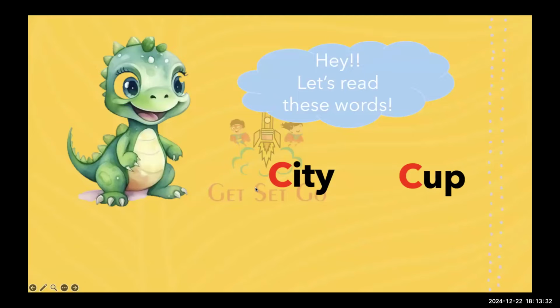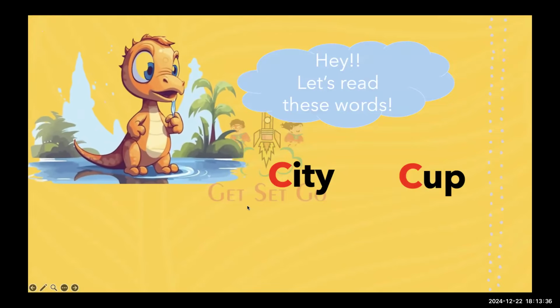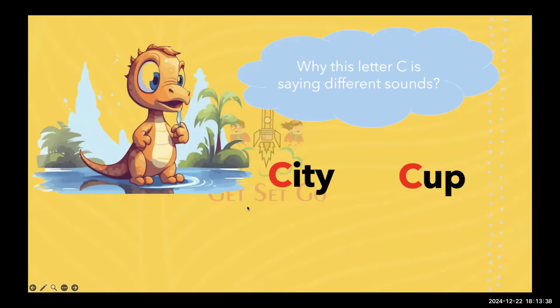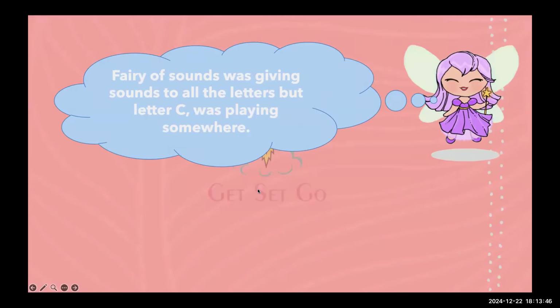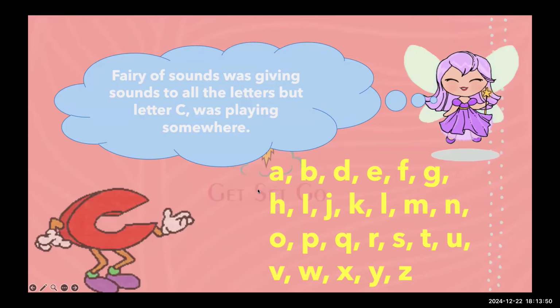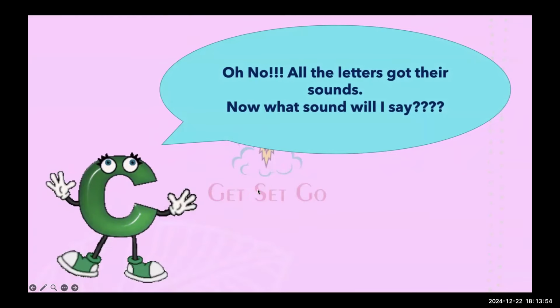Sometimes it'll be, now this is the next rule, city and cup, soft C. So this is again with a story over here. Let's read these two words, city and cup. Why is letter C making two different sounds? First, getting the child's attention, and then we'll bring a story. Fairy of Sound was giving sounds to all the letters, but letter C was playing somewhere. So this is how the story starts. So C is now with no sound.